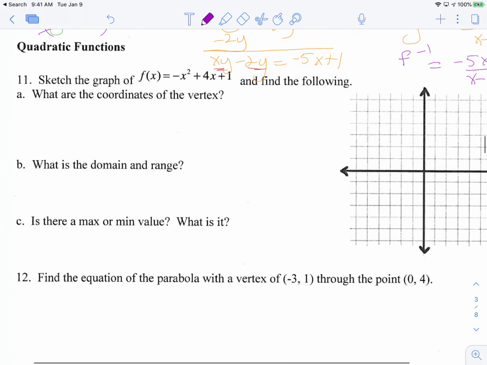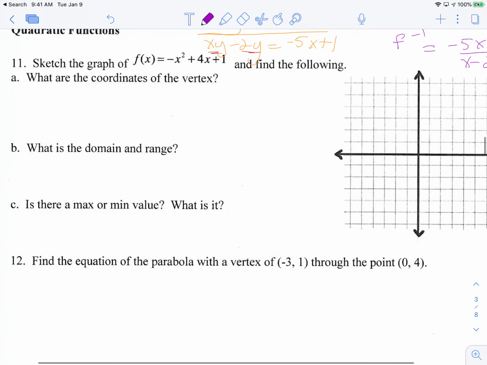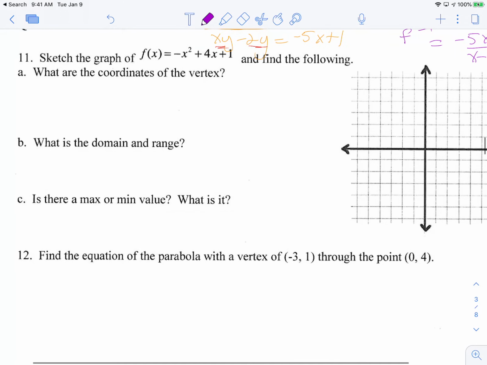Okay, so now, quadratic functions. Sketch the graph of f of x equals negative x minus 2, and identify the coordinates here. So first we're going to find the vertex. We're going to use x equals negative b over 2a.